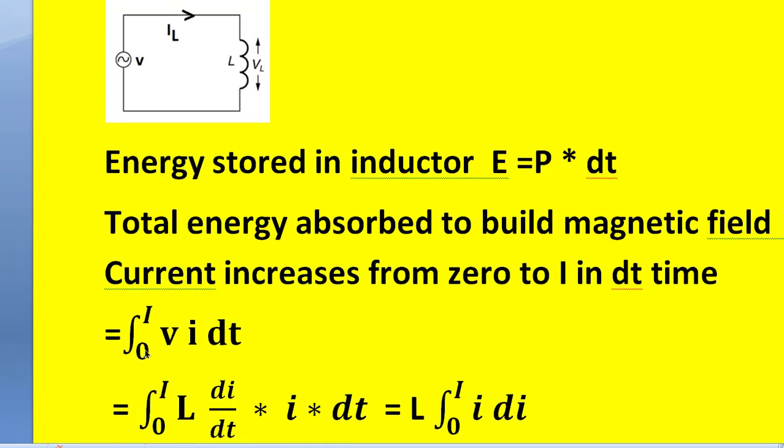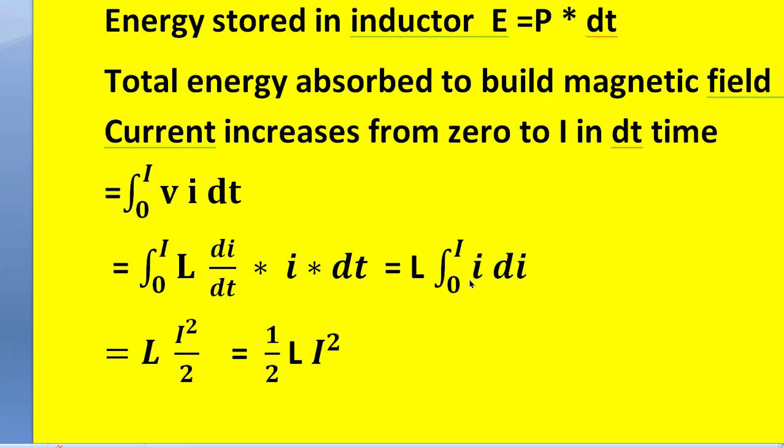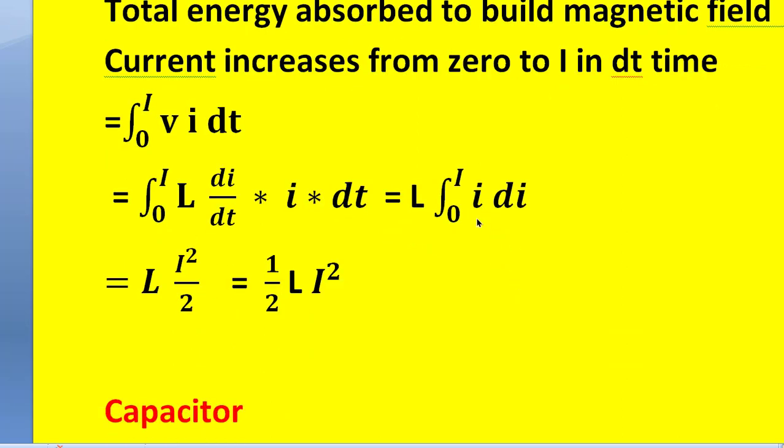So then we get E is equal to integral 0 to I of V into I into dt. So we know for the inductor, V is nothing but L into di by dt, into I into dt. If you look at this, dt is going to get cancelled, we get L into integral 0 to I of i di. So once we integrate it and apply the limits, we get L into I square by 2. Once we substitute 0 and I, we get L into capital I square by 2. So rearranging the terms, we get half into L into I square.